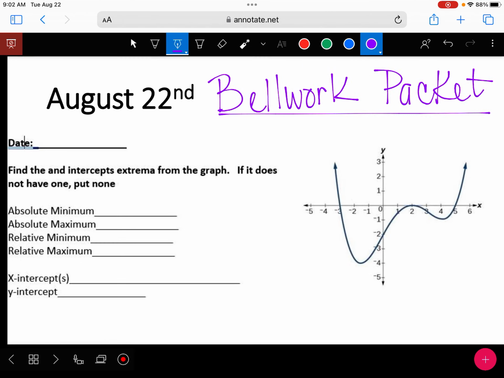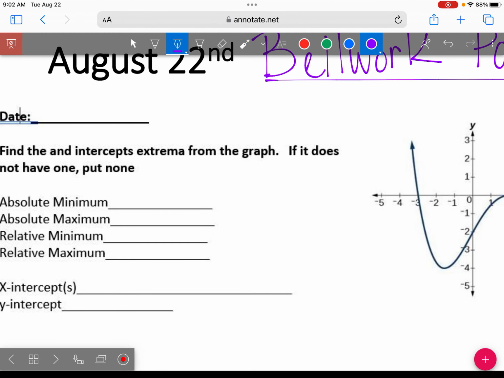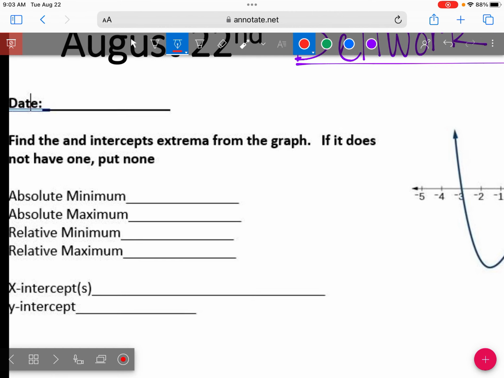All right, so for this graph, because we have arrows that point up, so there are two arrows that point up, we don't have an absolute maximum. So for absolute max, you're going to say none.